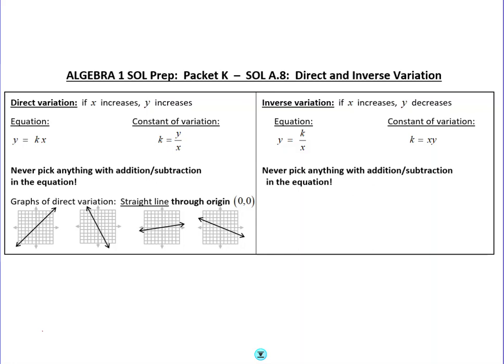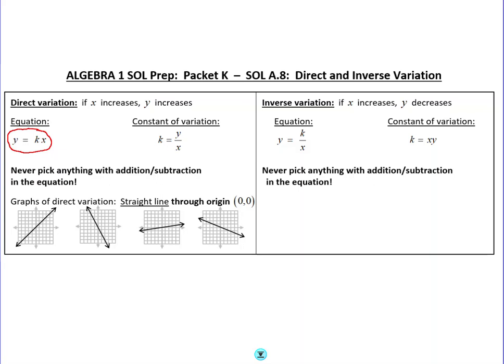Let's take a look at direct and inverse variation. As a reminder, in direct variation, if x increases, then y also increases. Also, if x is decreasing, then y is decreasing. The equation that you need to remember for direct variation is y equals k times x.